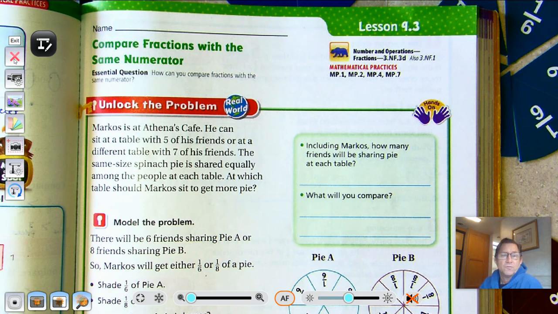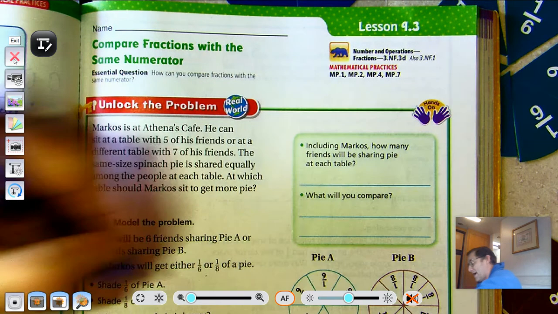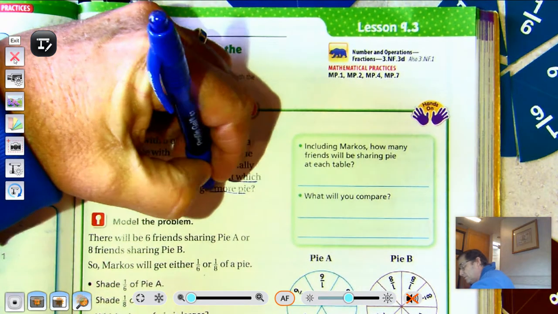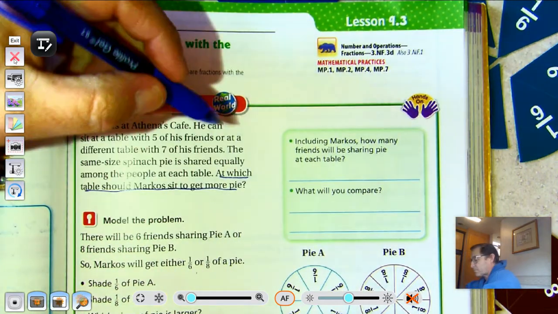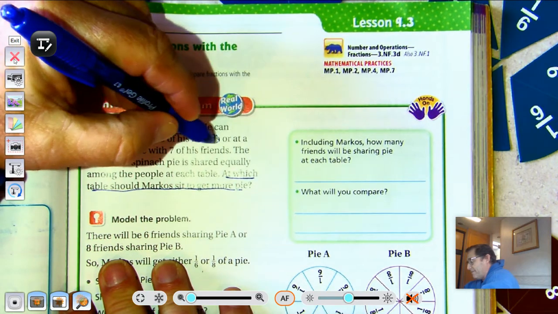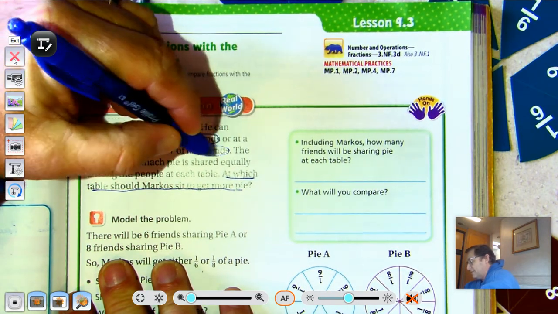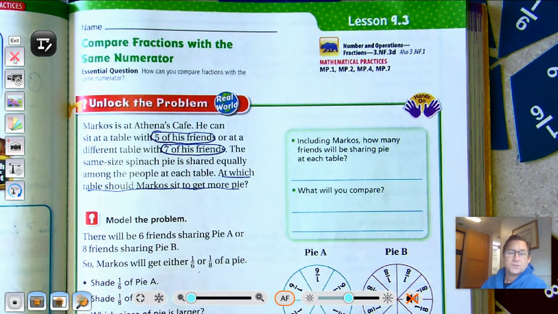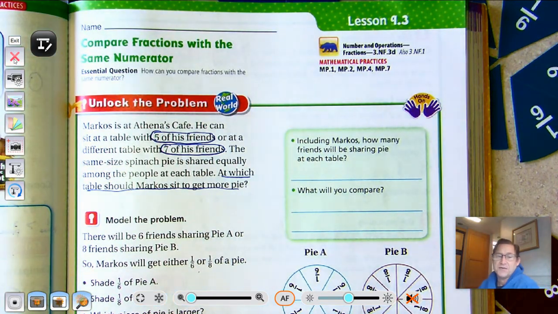All right. So Marcus is at Athena's cafe. He can sit at a table with 5 of his friends or at a different table with 7 of his friends. The same size spinach pie is shared equally among the people at each table. At which table should Marcus sit to get more pie? That's our question. He can sit at a table with 5 or at a table with 7. Each person is going to get the same size spinach pie.